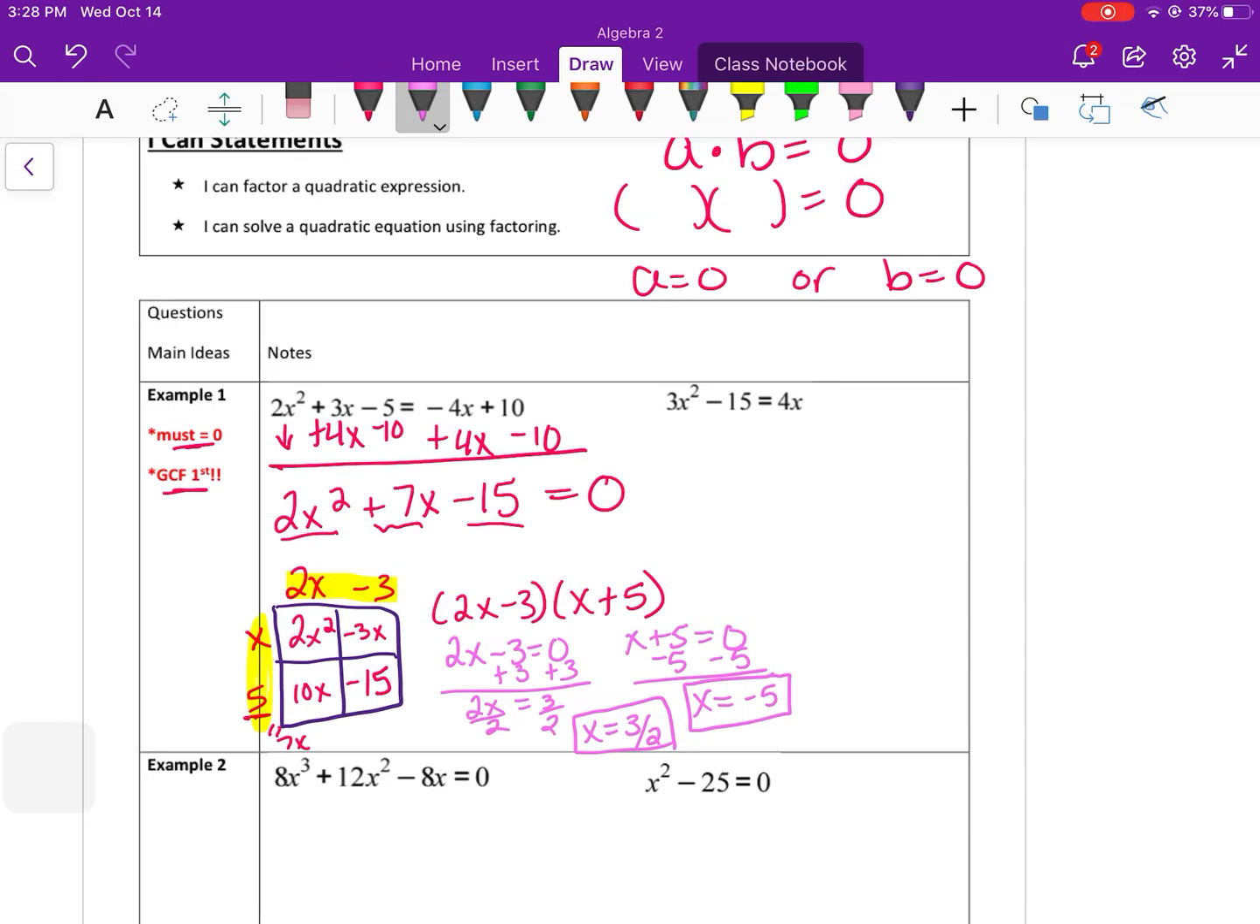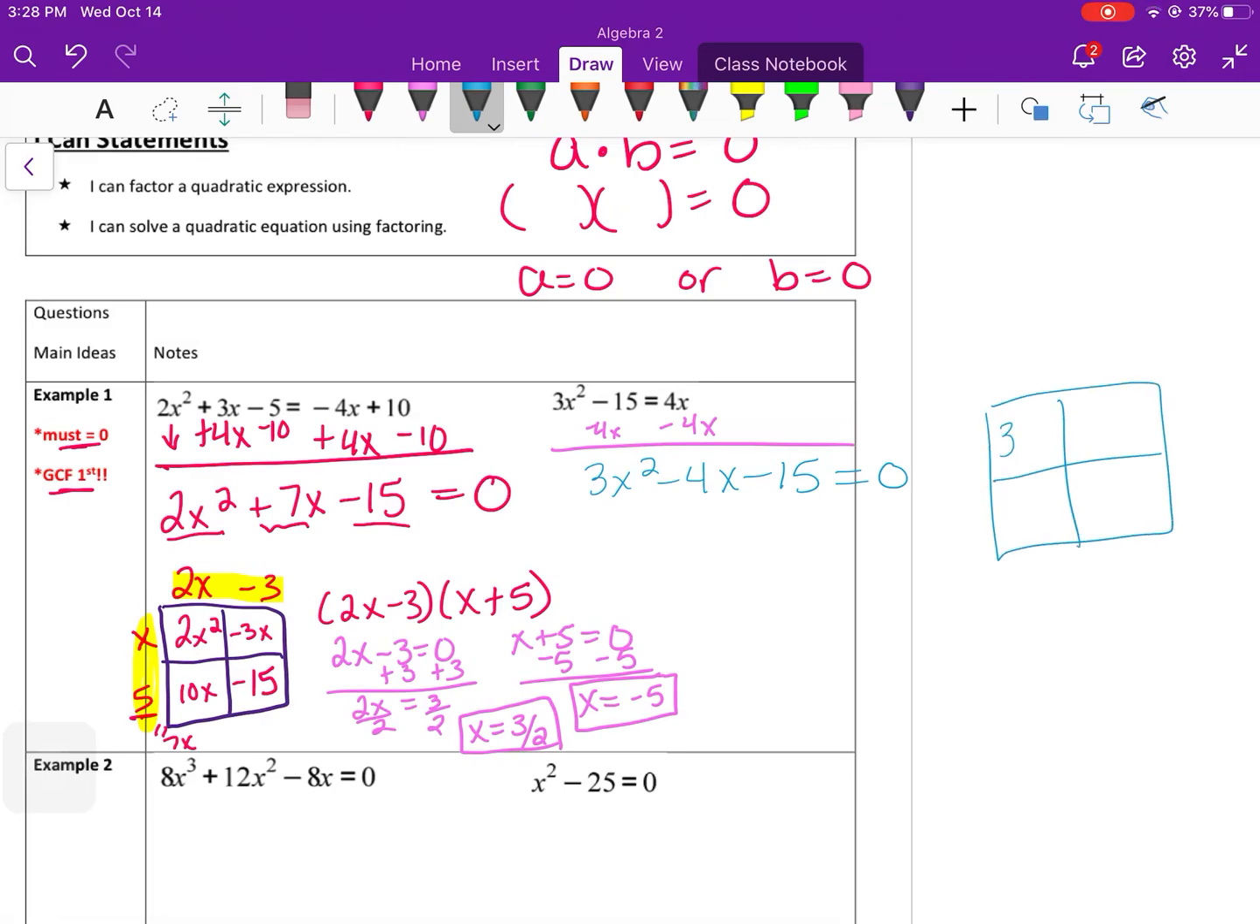All right, the one on the left side, it has to equal 0 again, so subtract 4x. This time the 4x is going to go in the middle of the two terms there because it's not alike, and you want to do x squared, then x, then your constant. So 3x squared minus 4x minus 15 equals 0.